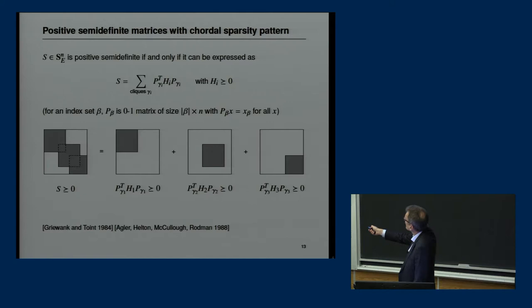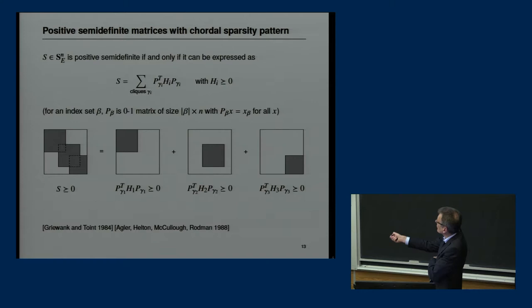Also, for every positive semidefinite matrix, you can decompose it like this. And that's just the meaning of this general sum. So you write it as a sum over all the cliques in the pattern, and for each clique, you have a possibly dense positive semidefinite principal matrix in that position. So that's a theorem that was discovered in the 1980s. In nonlinear programming, it came up in papers on partial separability.